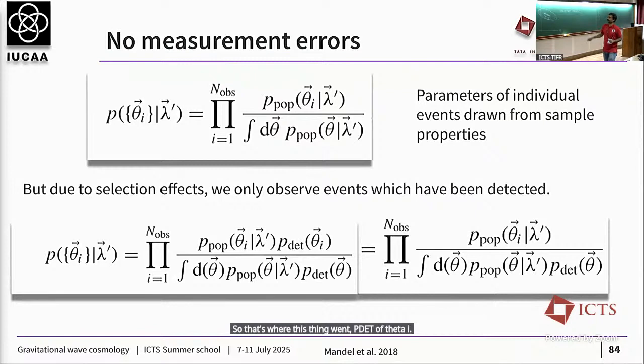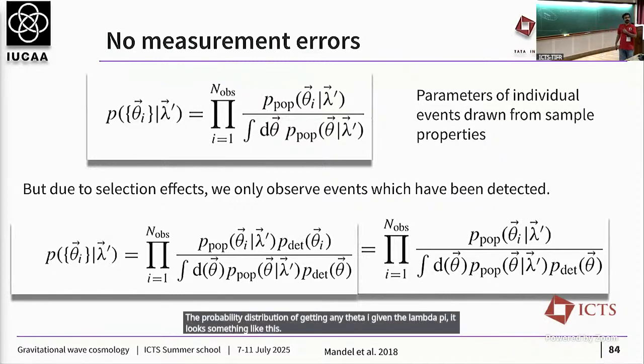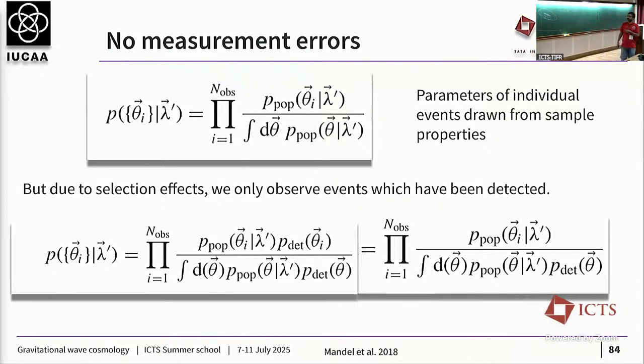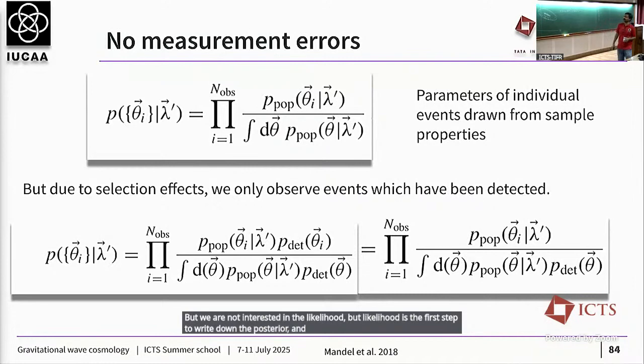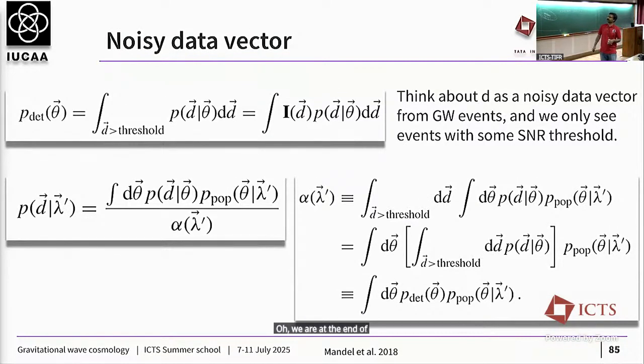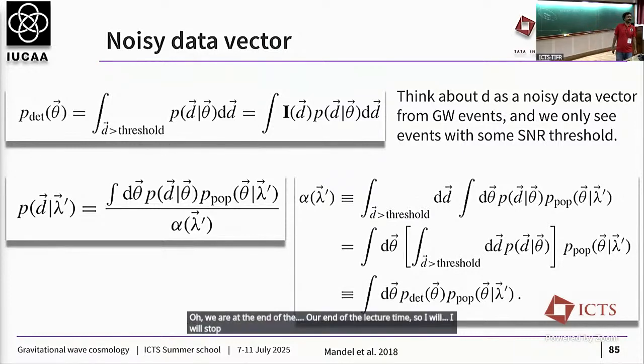And so this probability distribution of getting any theta i given the lambda prime looks something like this. But we are not interested in the likelihood; the likelihood is the first step to write down the posterior. And so we'll then write down the posterior after this. We are at the end of the lecture time, so I will stop after this slide, if that is okay.